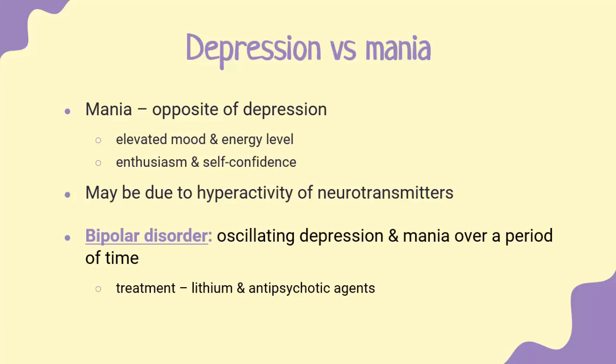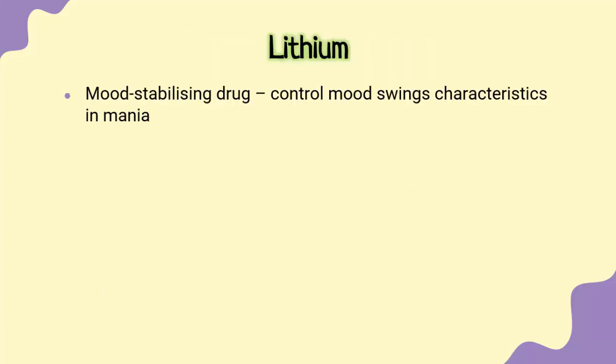In a patient with bipolar disorder, I know that you have heard about bipolar disorder, they have oscillating depression and mania over a period of time. So the mood keeps changing. Sometimes they can be depressed, sometimes they become manic. The typical drug usually used for bipolar disorder is lithium, together with other antipsychotic agents. You have a lecture on antipsychotic agents, so I will only explain a bit on lithium.